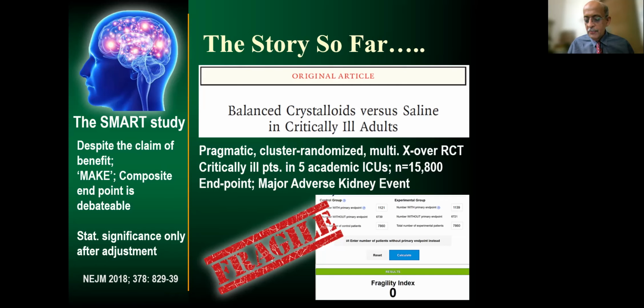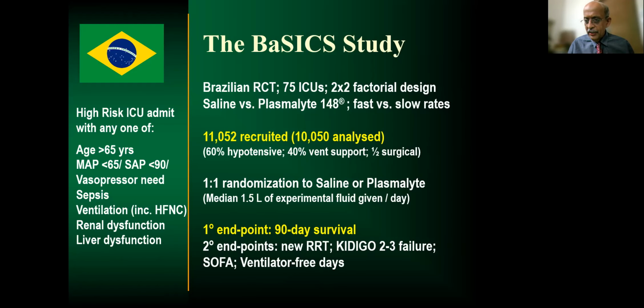As a consequence, the subsequent trial, called the BASIC study, is probably equally relevant. It is an extremely large study. Once again, close to 11,000 patients were recruited in Brazilian ICUs, 75 ICUs, and they were using a 2x2 factorial design to look at a comparison between saline and the balanced salt, in this situation Plasma-Lyte 148. In addition, they were also trying to look at the value of fast administration of fluids versus slow administration of fluid in ICU patients.